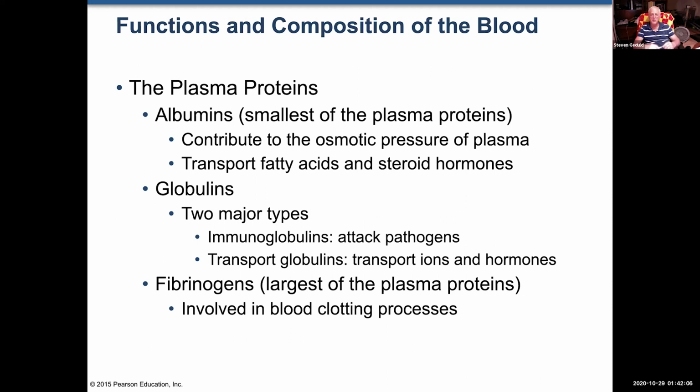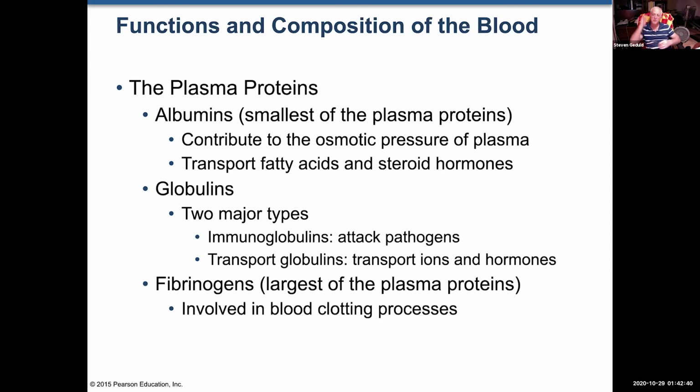So albumins are the smallest of your plasma proteins. Okay? Those are the ones that contribute to your osmotic pressure. Remember we talked about osmotic pressure in this class? Yeah, we have. Those contribute to your osmotic pressure. Remember, semi-permeable membrane, only water can pass. Your plasma proteins cannot. So these plasma proteins determine your osmotic pressure in the interstitial fluid and in your bloodstream. Okay? They transport fatty acids and your steroid hormones. They get transported through your bloodstream by these albumins.